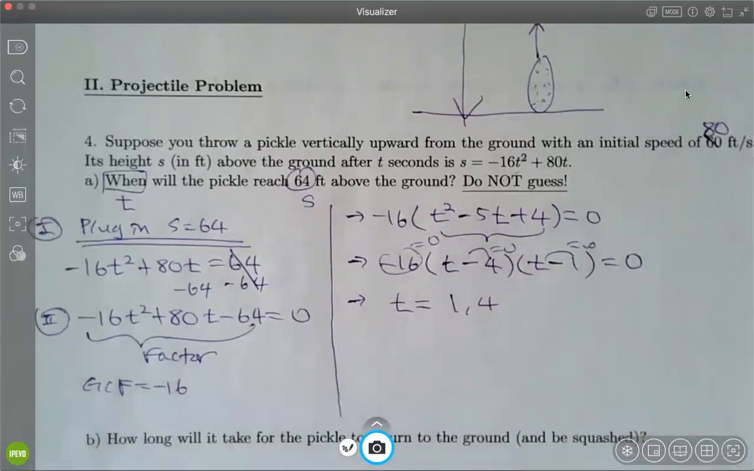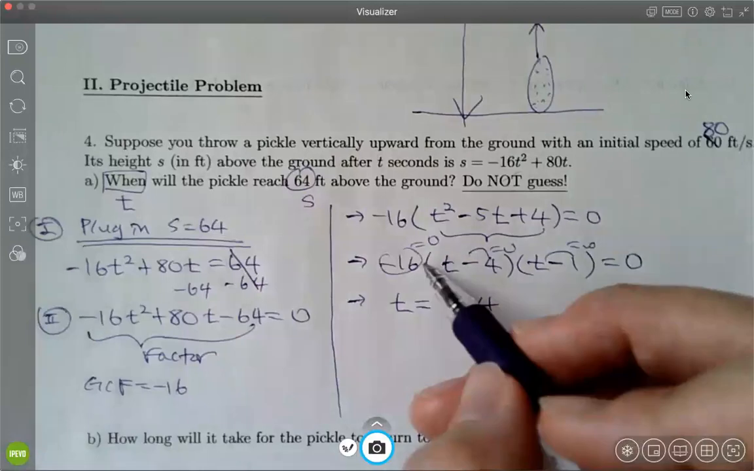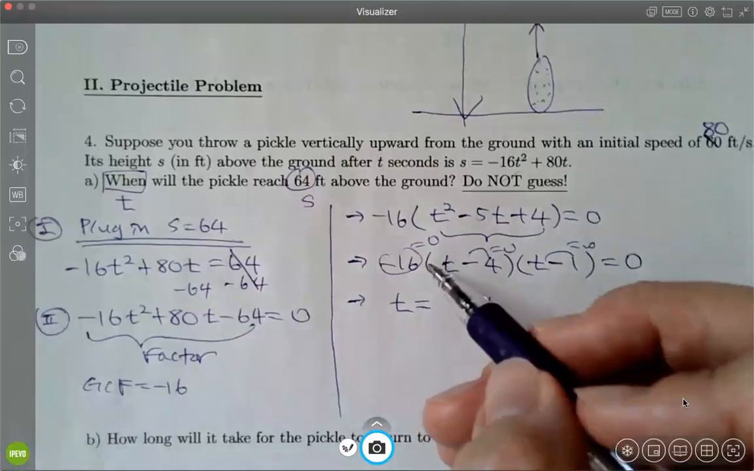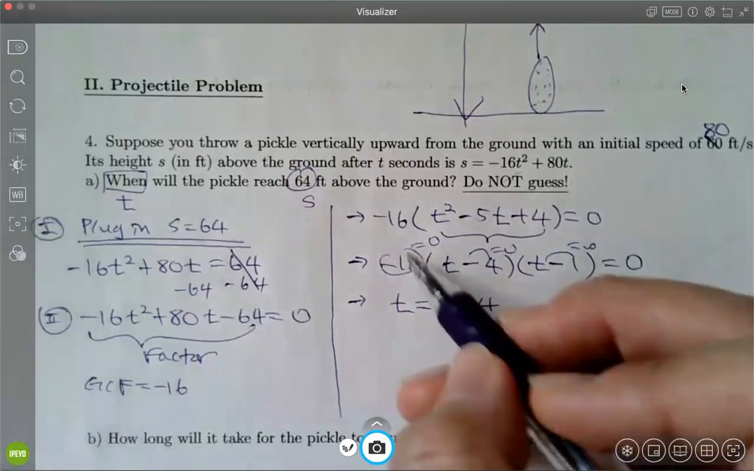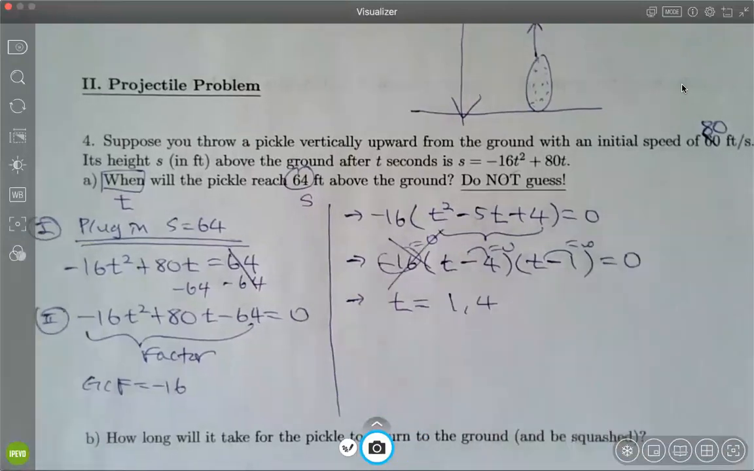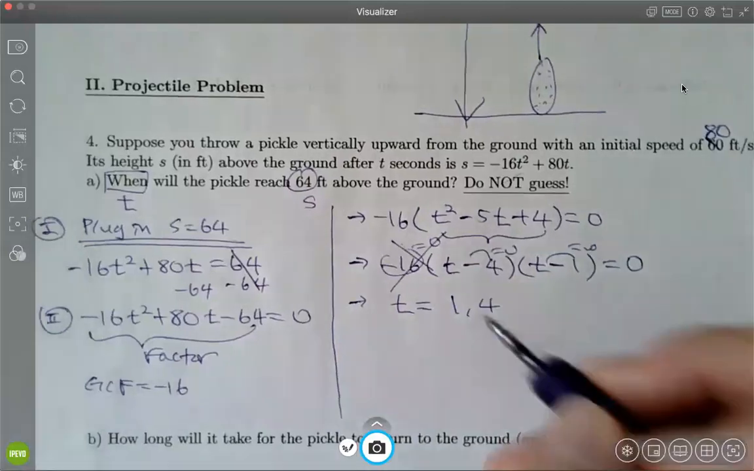Say that again. Do we also set negative 16 equal to 0? Oh, no. And what's the reason? This is false. Many people just said negative 16 equal to 0, but remember, you cannot set a pure number equal to 0 because it will be just false, right? So that's just false, so it's only 1 and 4.